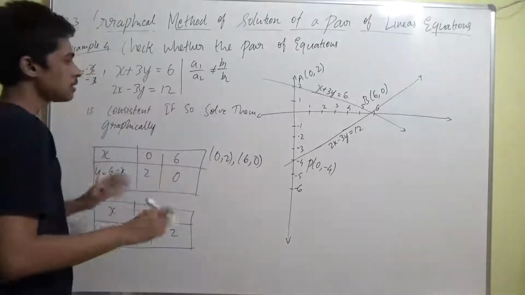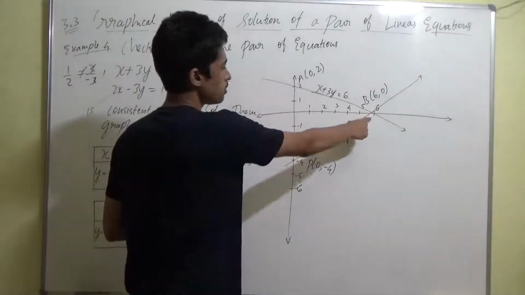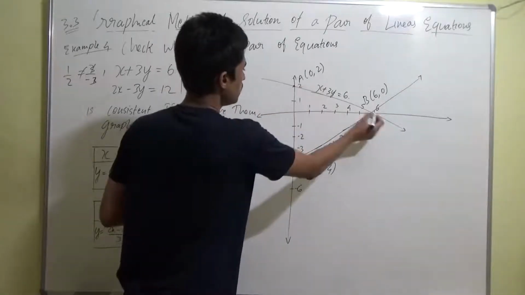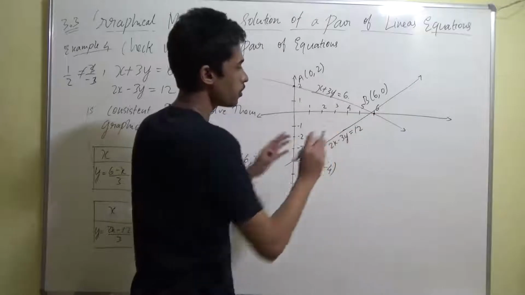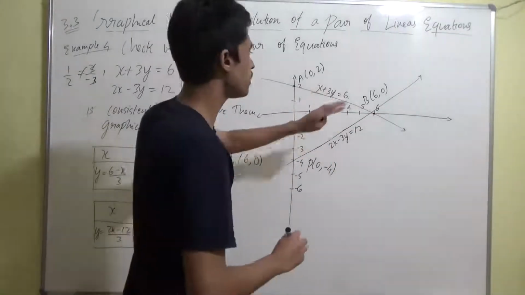The points are (0, 2) and (6, 0). We are going to draw a line. (0, 2) is here and (6, 0) is here. If we join these 2 points, we are going to get the first line, which is the line of the equation x + 3y = 6.